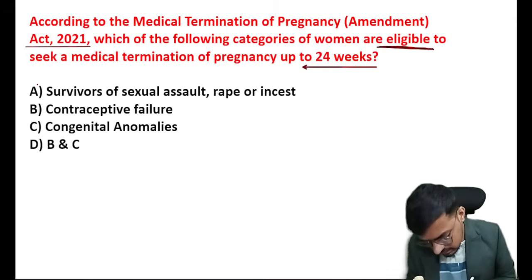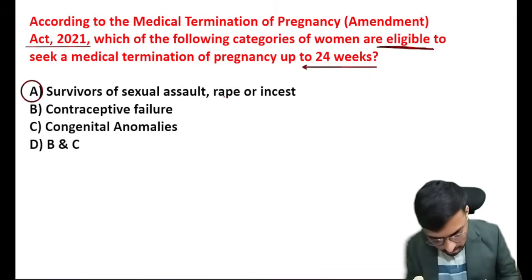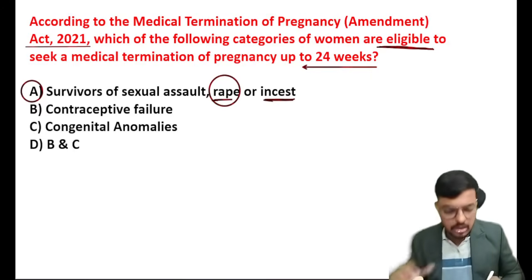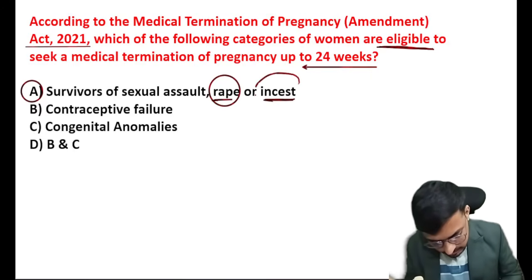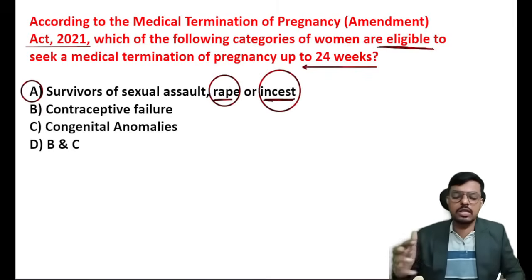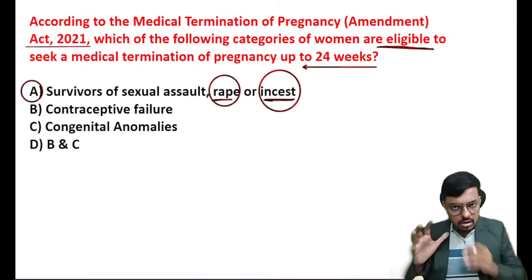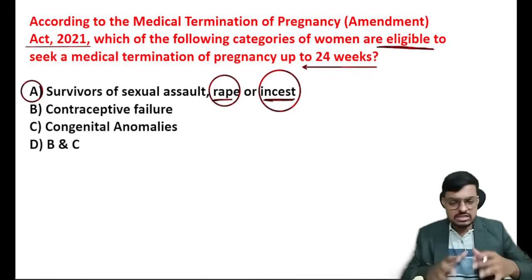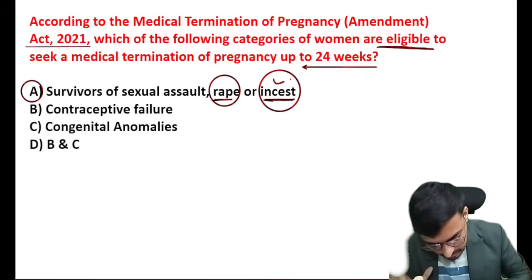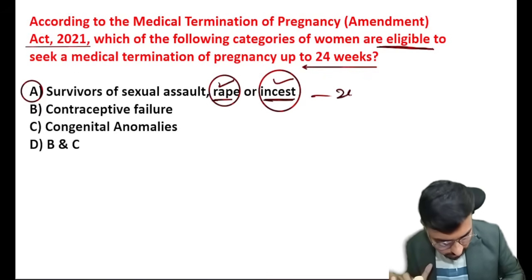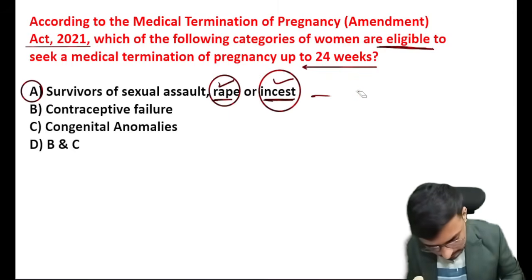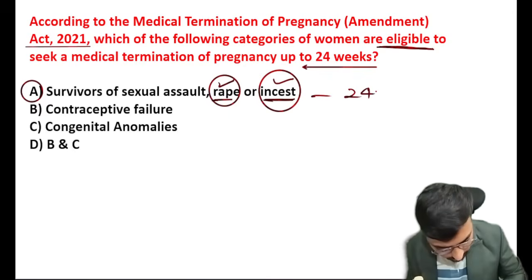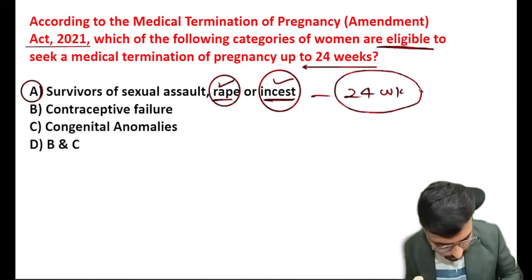If the woman underwent sexual assault, like rape or incest. Rape, everyone of you knows, is the general term, and incest means the woman gets pregnant by one's own family members, like a girl getting pregnant by her own brother or her own father. In such cases, we call it incest. For the rape victim, up to 24 weeks we will do the medical termination of the pregnancy. So we will do medical termination of the pregnancy up to a 24-week period of gestation.